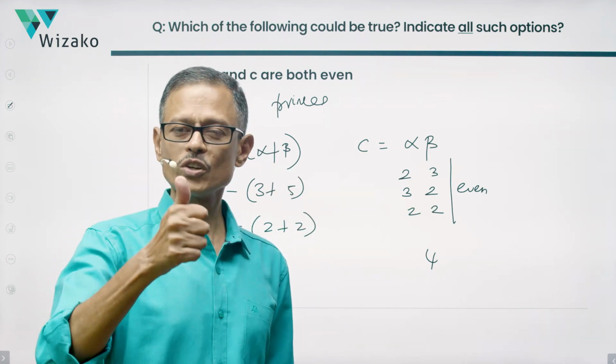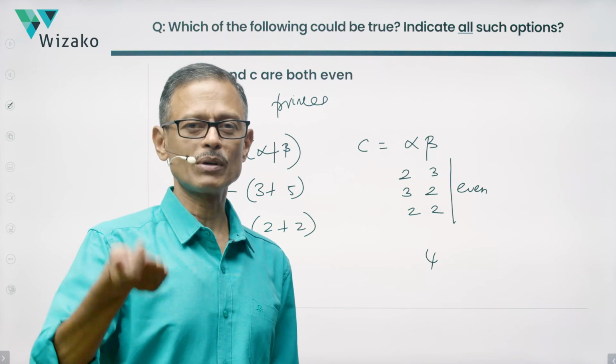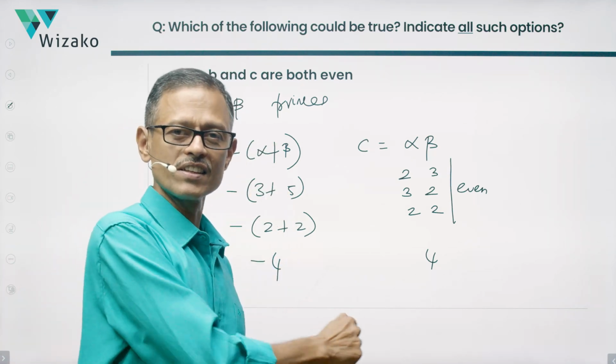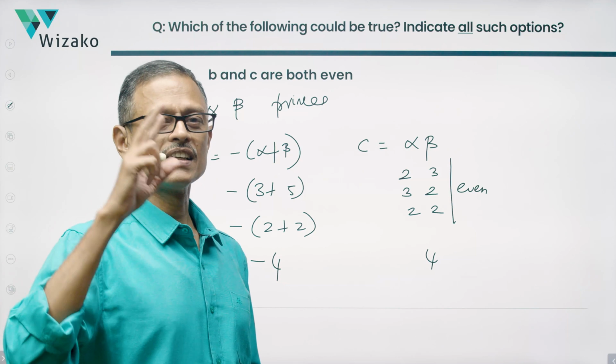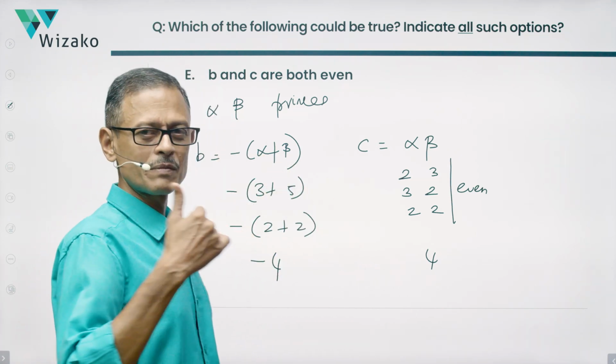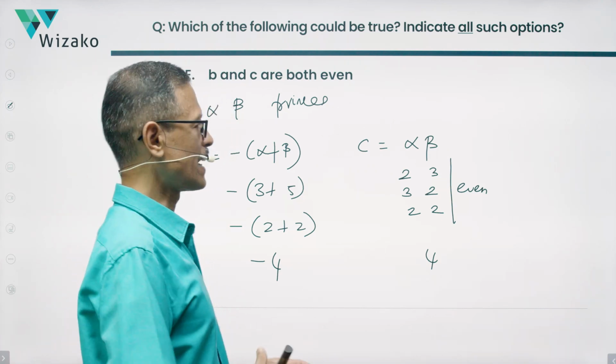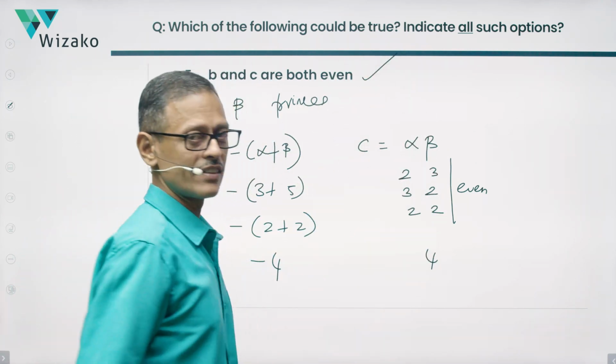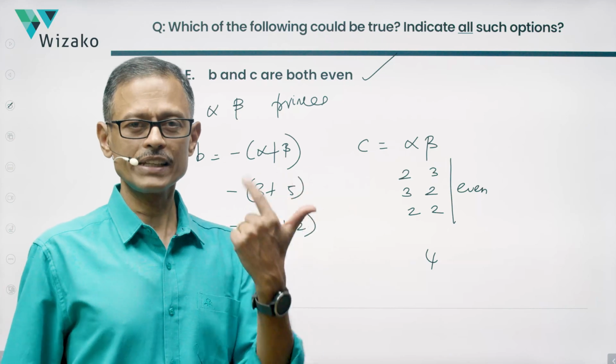We will have B also being an even number, C also being an even number. Both are simultaneously even. That's possible in this scenario. Only scenario where it's possible that simultaneously B and C are even. So this could be true, right? Only scenario, but is it possible that it is true? Yeah, it is possible in this scenario. So E is our answer, one of the answer options. So till now we got C, now we got E as well.